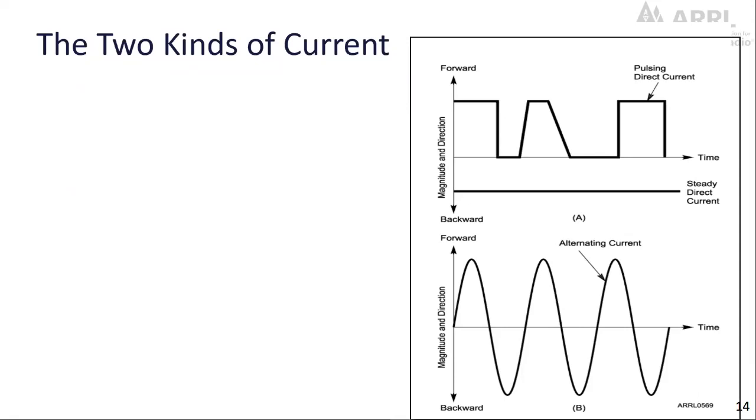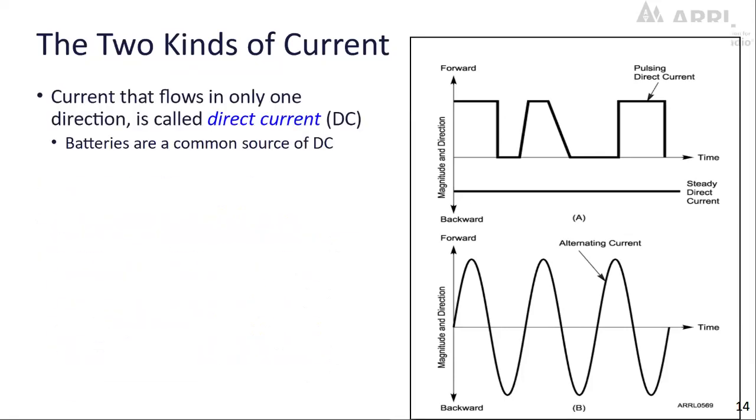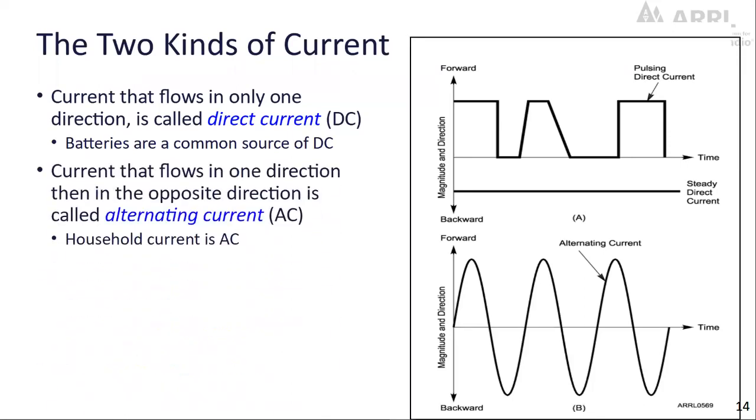Two kinds of current. Current that flows in only one direction is called direct current. Batteries are a common source of DC. Current that flows in one direction, then in the opposite direction is called alternating current. Household current is AC.